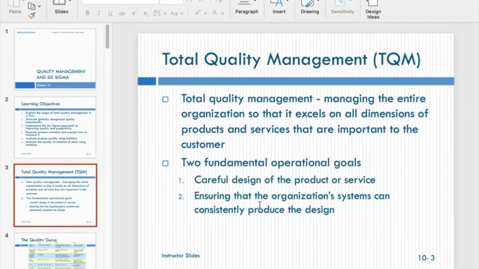All right, the names of these two different things are design quality and conformance quality. The first fundamental operations goal is to carefully design the product or service based on customer needs in all different aspects. We call it design quality. The second fundamental operations goal is to ensure that even though the design quality is very clear, the organization system can still consistently produce this design. We call it conformance quality.